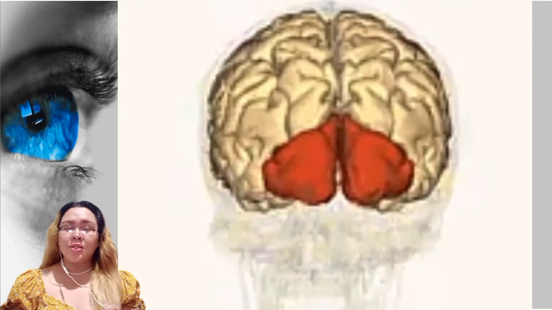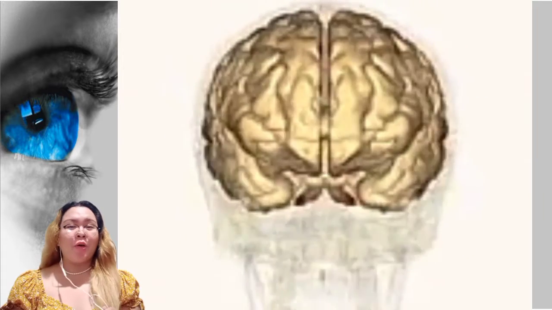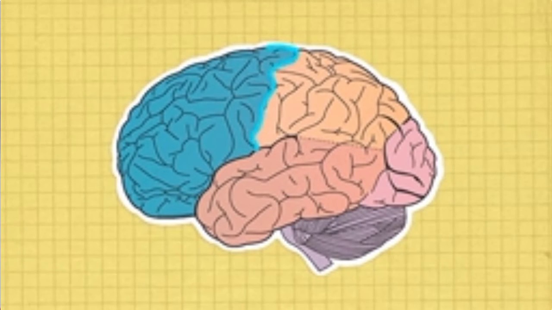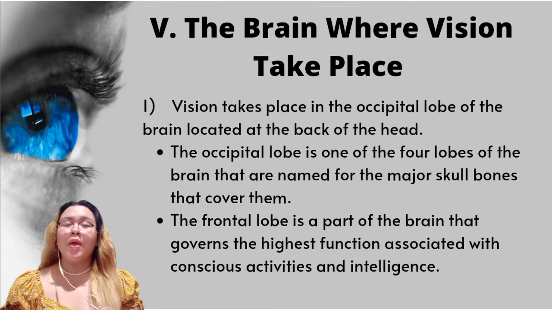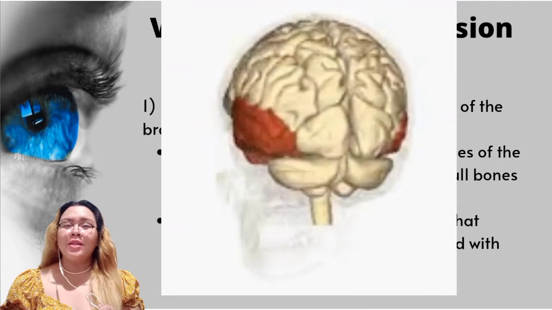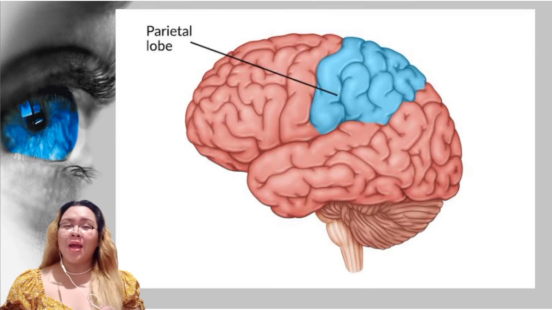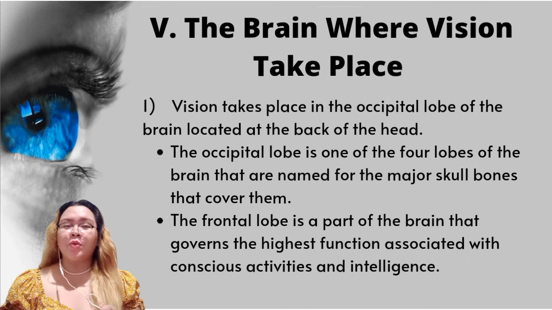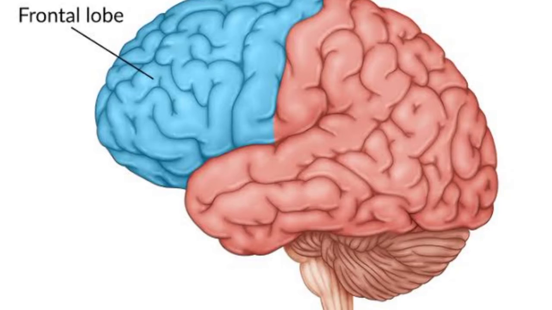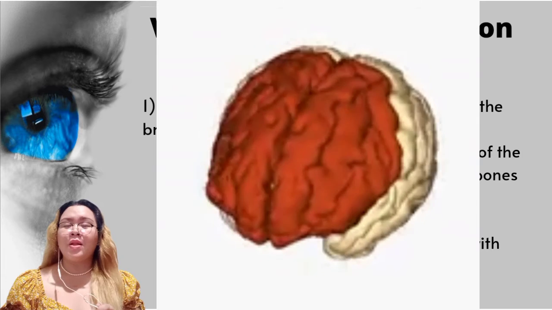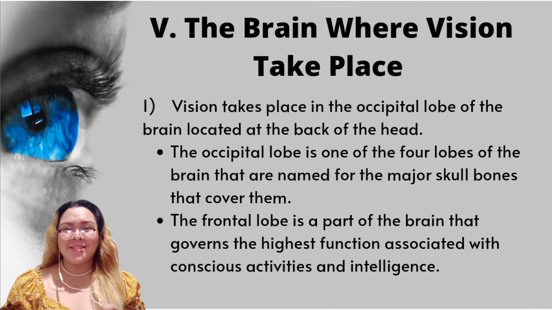Vision takes place in the occipital lobe of the brain, located at the back of the head. The occipital lobe is one of the four lobes of the brain that are named after the four major skull bones that cover them. Audition or hearing takes place in the temporal lobe. The parietal lobe at the top of the head processes body sensation. The frontal lobe is the part of the brain that governs the highest functions associated with conscious activities and intelligence. The frontal lobe also controls the movement of voluntary muscles.